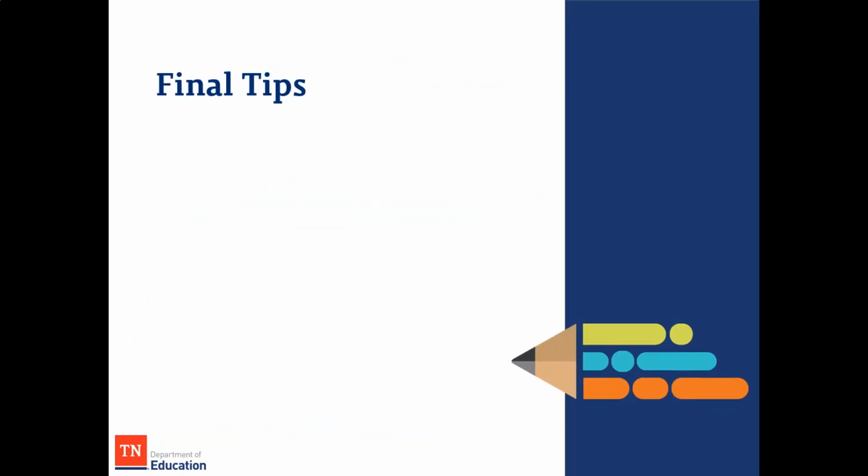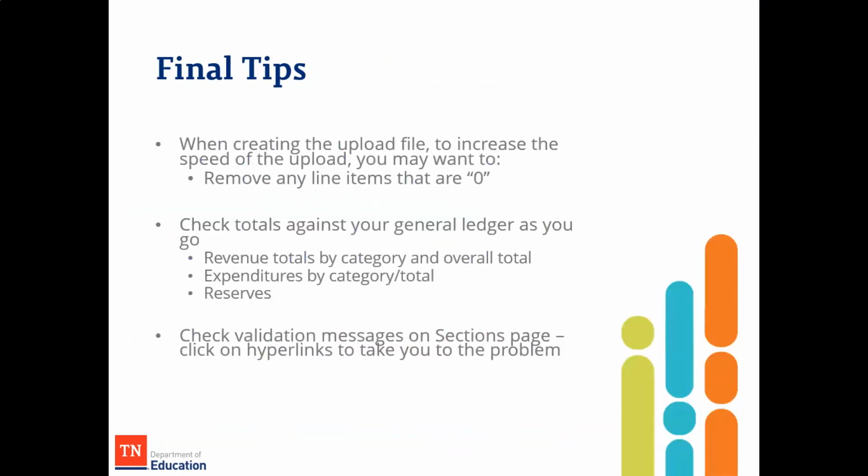And the last thing is we're going to have a few final tips that we'd like to share. Just remember, when creating the upload file, to increase the speed of the upload, you may want to remove any line items that are zero. For example, 141, we all know it's the largest fund, and sometimes it's really, really slow at uploading and you have lots of zeros in your template, in your upload, so you may want to remove those line items.